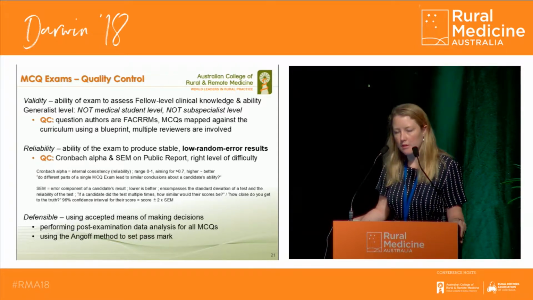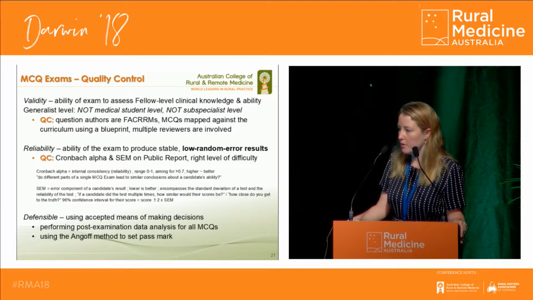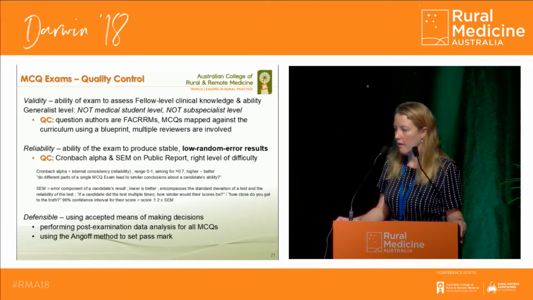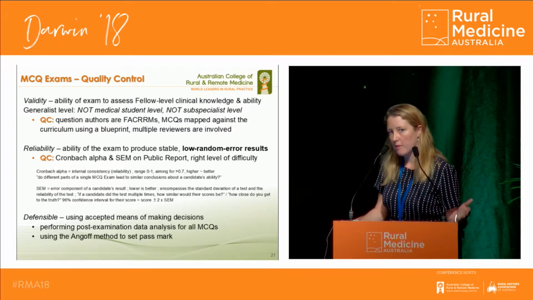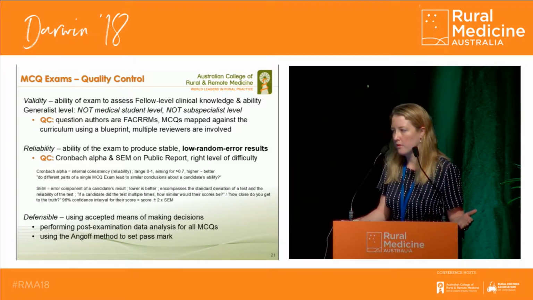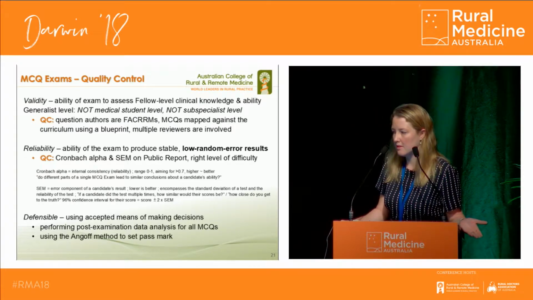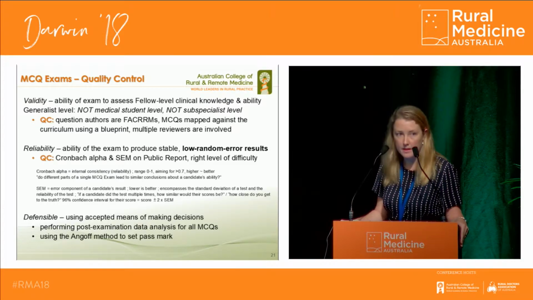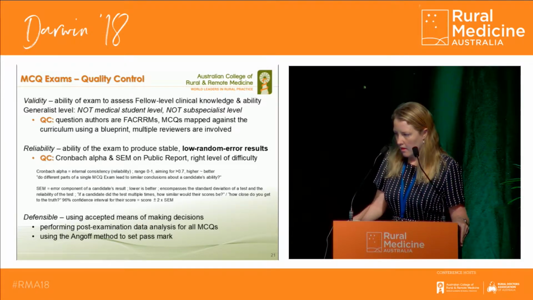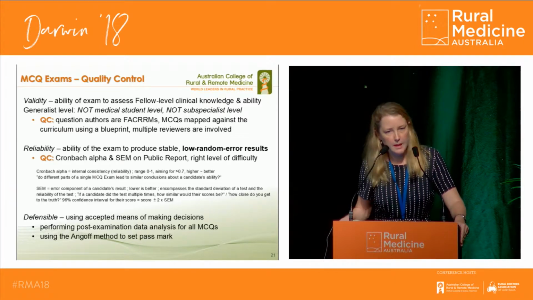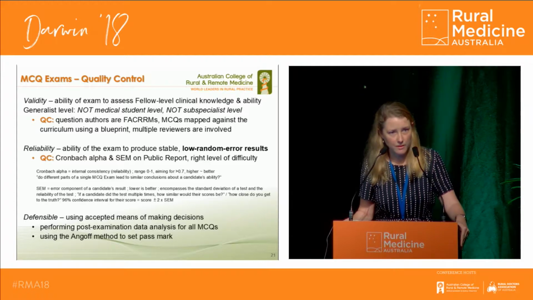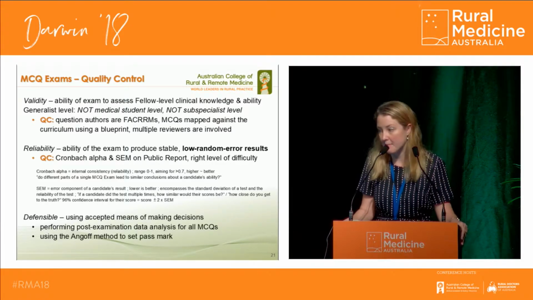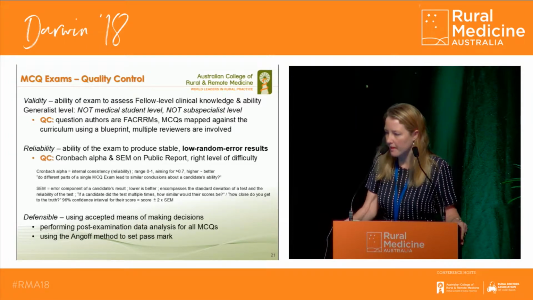The reliability of an examination is the ability of the exam to produce stable, low random error results. And we know that the results of our previous MCQs are reliable because they're displayed on the public report. We use statistical measures known as Cronbach's alpha and the standard error of measurement. I don't think I'll go into heaps of detail on that in this forum because we're a bit short of time, but if anybody wants to ask me further questions about that, I'd be happy to answer them.